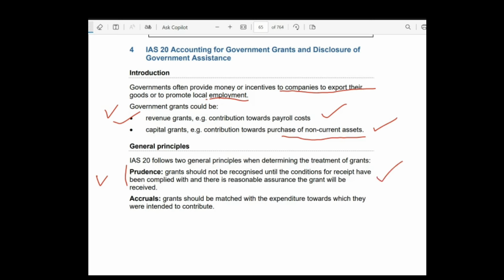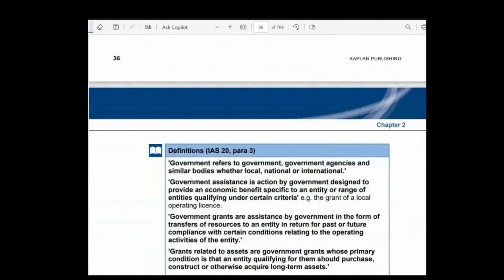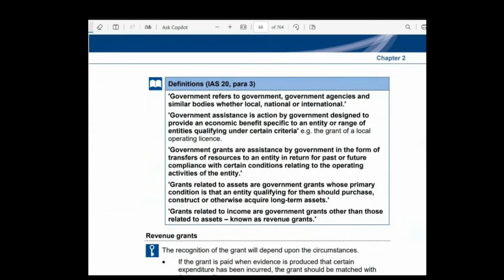Revenue grants. The recognition of the grant will depend upon the circumstances. Revenue grants mean when they get funds. If the grant is paid when evidence is produced that certain expenditure has been incurred, the grant should be matched with the expenditure, on a bill-to-bill basis. If the grant is paid on a different basis, like achievement of non-financial objectives, such as creation of a specified number of new jobs, the grant should be matched with the identifiable cost of achieving the objectives.